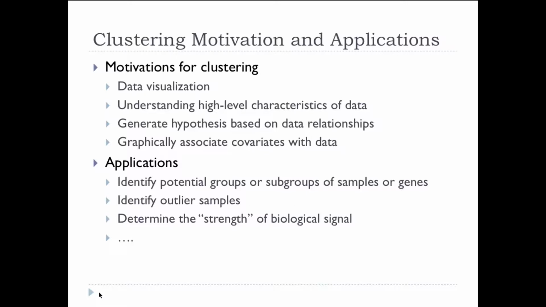In applications, we can identify potential groups or subgroups of samples or genes. We can identify outlier samples. We can find batch effects, or hypothesized batch effects. We can determine the strength of a biological signal. So if you do a hierarchical clustering and you see no association with your phenotype of interest, you might have a little bit of trouble. You might have to use statistical techniques that are very sensitive. Whereas if you take all your genes and you see that your samples cluster nicely into 2 groups, you may not need much statistical power, or you might have lots of statistical power.